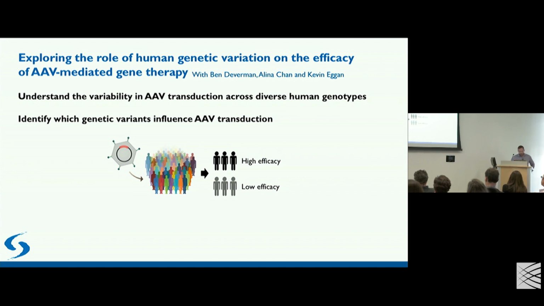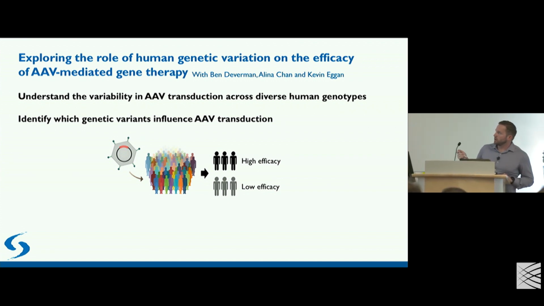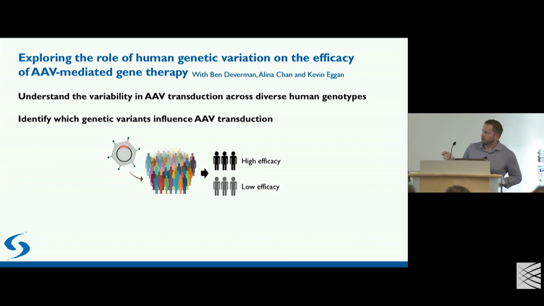Sort of using this similar system, we've started collaboration with Alina Chan and Ben Deverman to explore how human genetic variation mediates the efficacy of AAV transduction. And this could hopefully allow us to understand how human genotypes do influence our response to AAV transduction, as well as, if there is a difference, identify which variants are responsible for that influence.